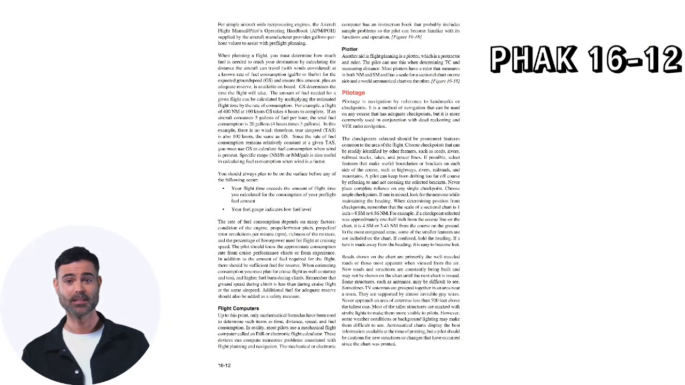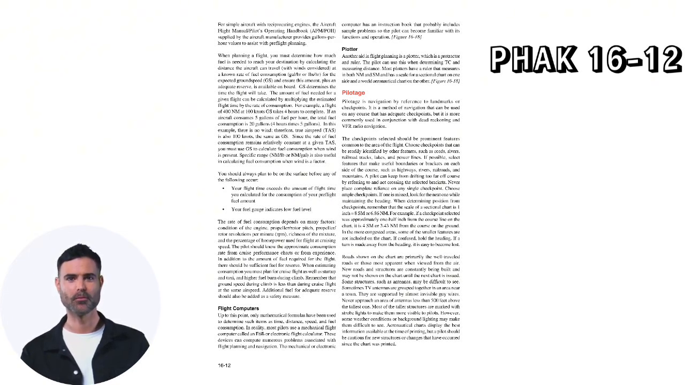When planning a flight, you must determine how much fuel is needed to reach your destination by calculating the distance the aircraft can travel, with winds considered, at a known rate of fuel consumption, gallons per hour or pounds per hour, for the expected ground speed (GS), and ensure this amount, plus an adequate reserve, is available on board. GS determines the time the flight will take. The amount of fuel needed for a given flight can be calculated by multiplying the estimated flight time by the rate of consumption. For example, a flight of 400 nm at 100 knots GS takes 4 hours to complete.